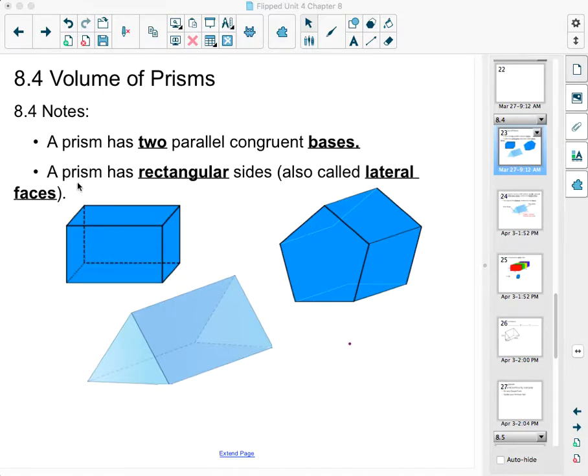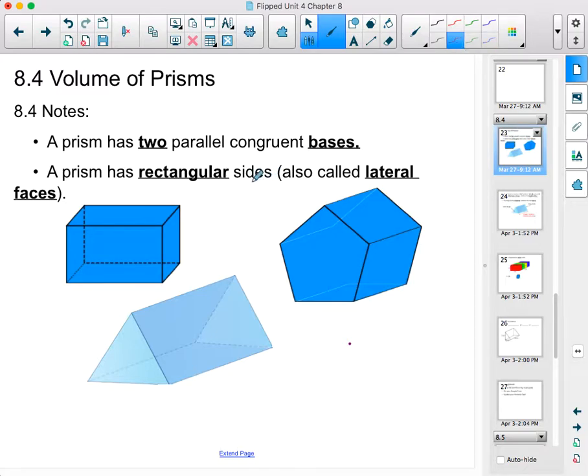a pyramid. So first note, a prism has two parallel congruent bases. You should remember this from our last lesson, or from chapter 7, I guess we went over this. A prism has rectangular sides, and just so that you know, in the future, instead of calling them sides, you'll call them lateral faces. That's a geometry term, so you'll talk more about that in high school.